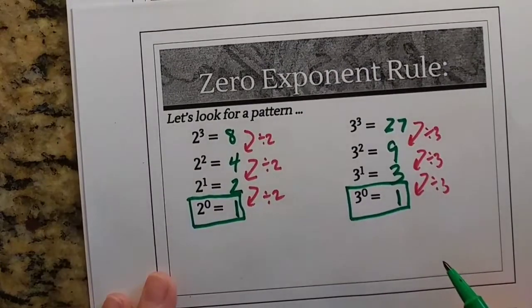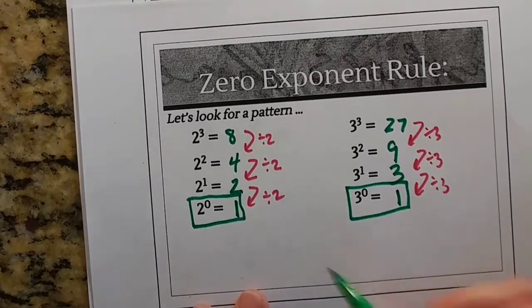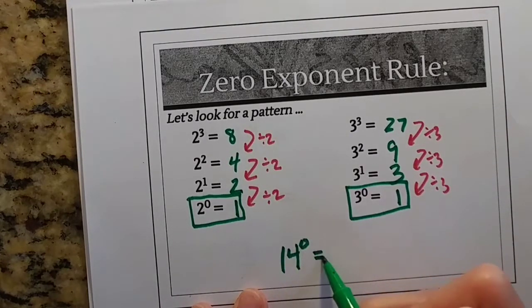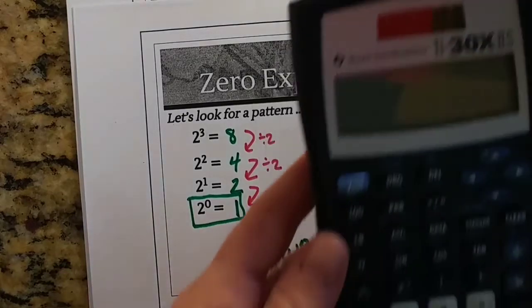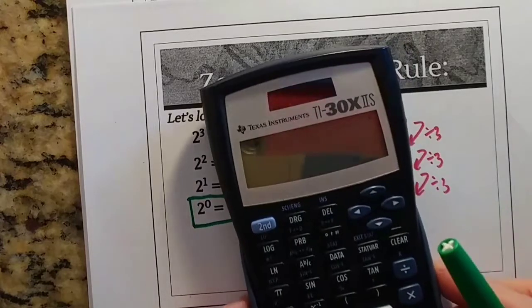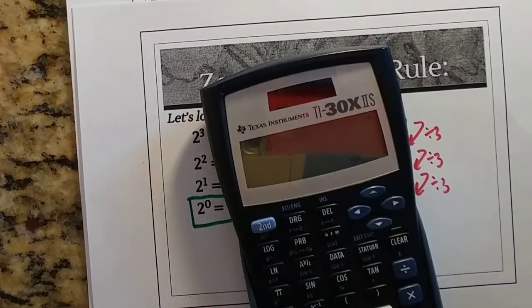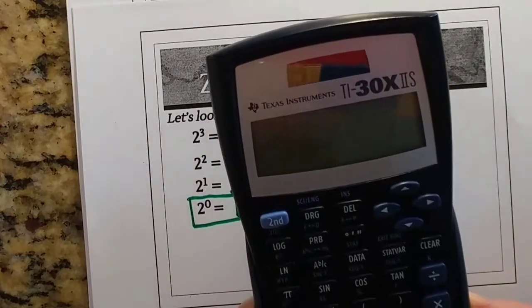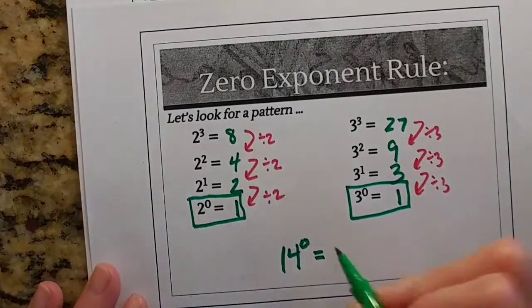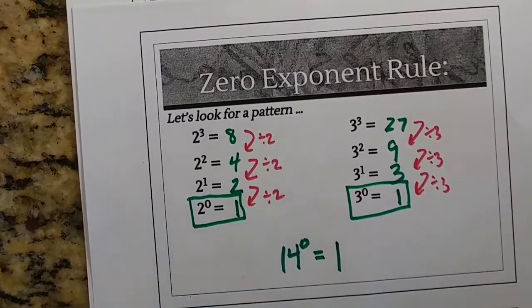Try typing in any number to the 0 power in your calculator. Pick your favorite number. My favorite number is 14. So if I type in 14 to the 0 power, my calculator will say 1. Let's see if I can do it and you can see what's happening here. If I go 14 and raise it up to the 0 power, not sure if you can see that or not, but the answer is 1. Any number to the 0 power is 1.